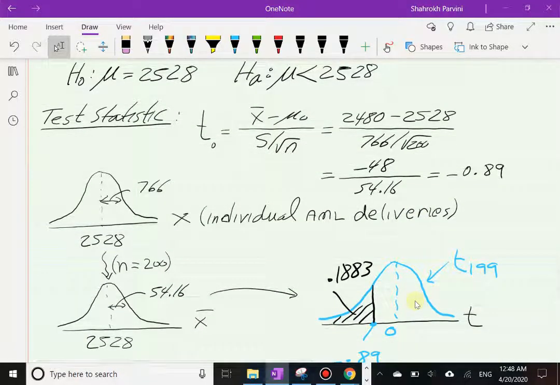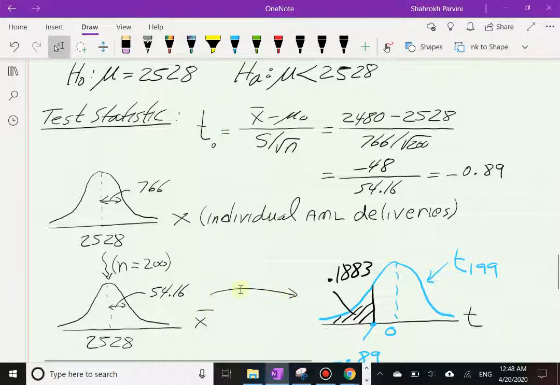And we take repeated samples of size 200, and that gives us the sampling distribution of X bars, which is going to be approximately normal in this case, with the standard deviation shown. Notice the deviation is not 766, so we're looking at this distribution here, X bar, 5416, and that's the center. And then once we do the test statistic, there you go.